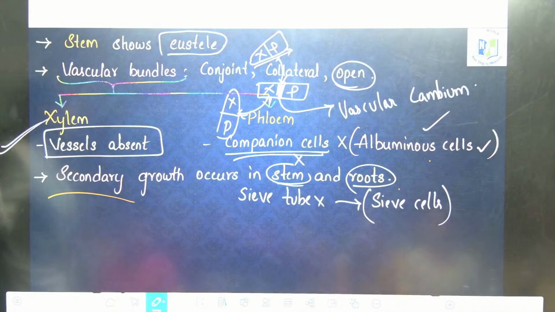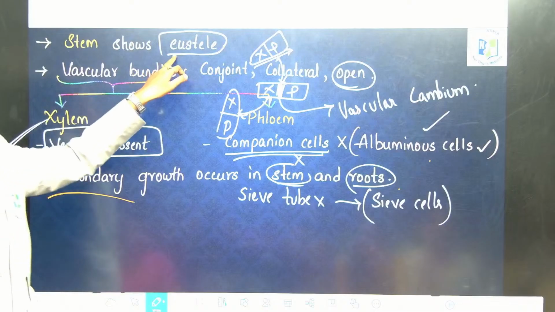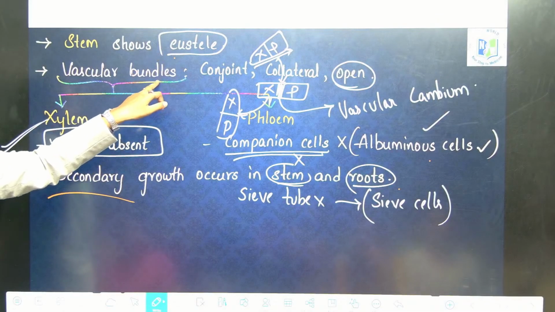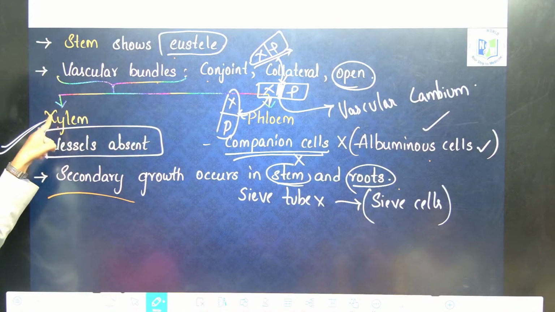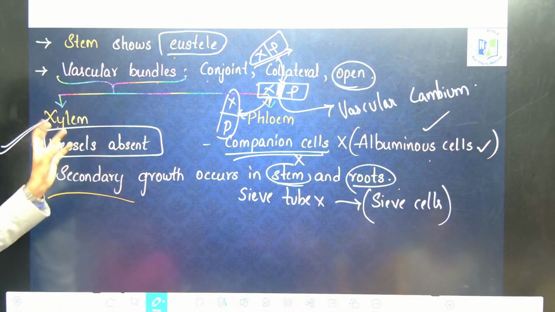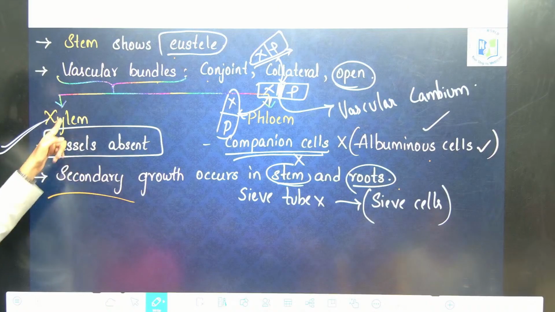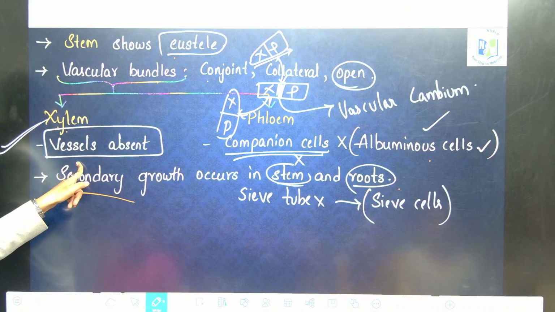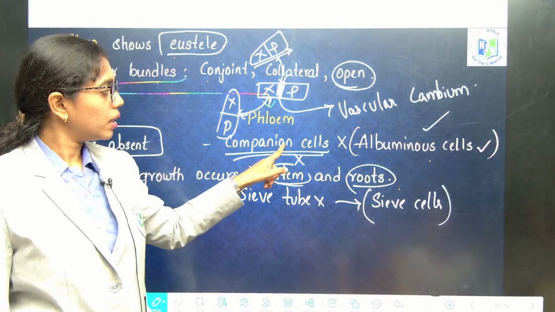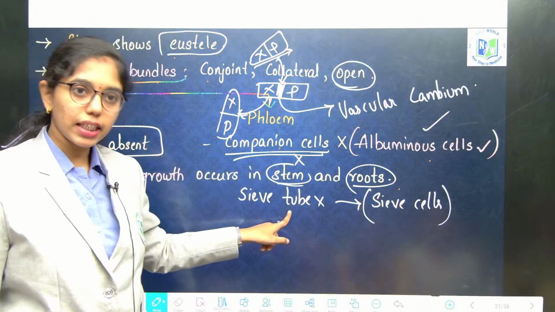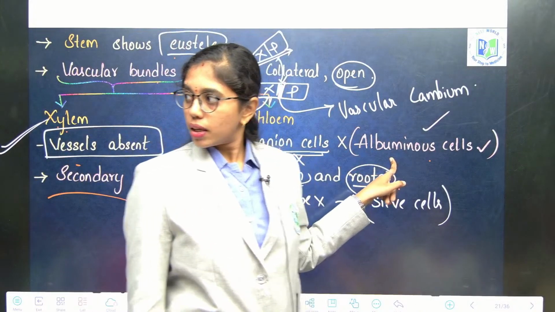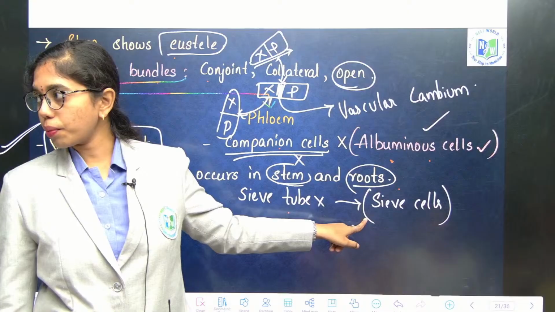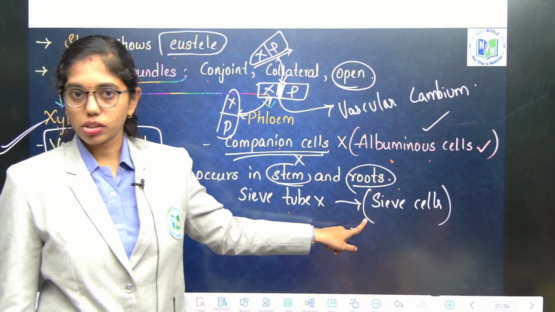Understood about the anatomical description of gymnosperms? What kind of stele does it have? How are the vascular bundles? In xylem and phloem both are complex tissues because each has 4 tissues. Amongst which in xylem what are absent? Vessels. In phloem what are absent? Companion cells and sieve tubes. Instead of companion cells what are present? Albuminous cells. Instead of sieve tube cells what are present? Sieve cells. Okay.